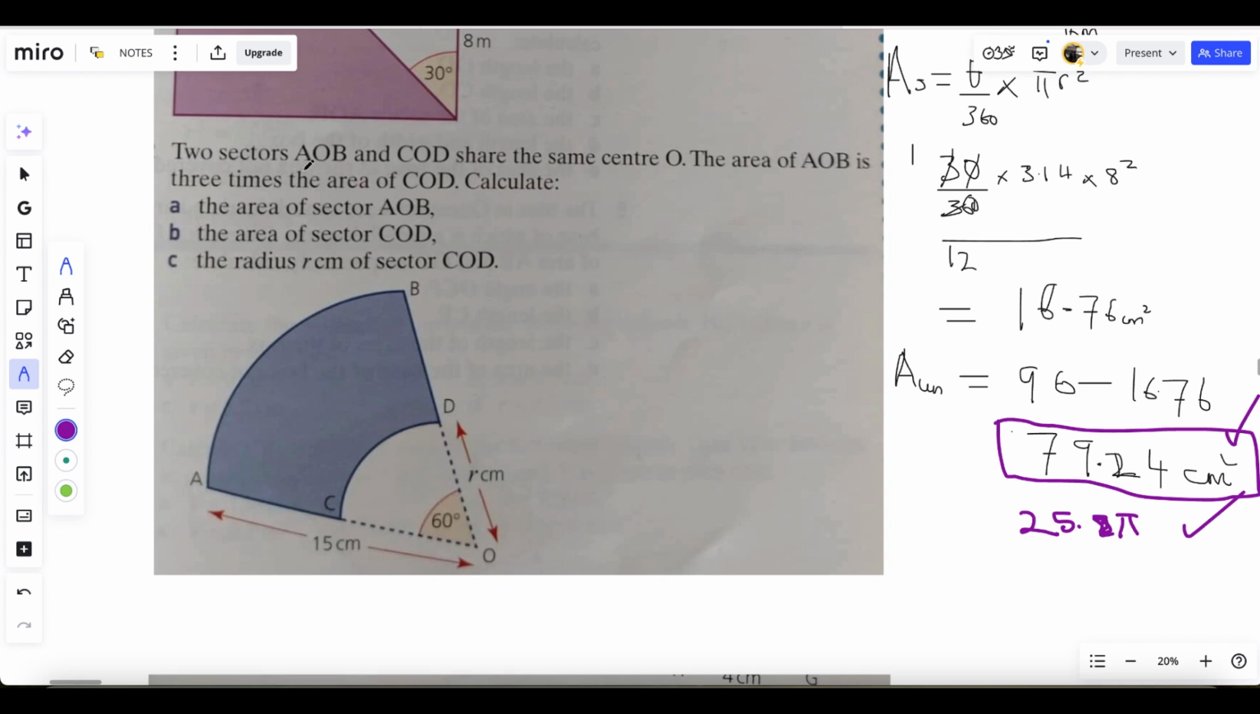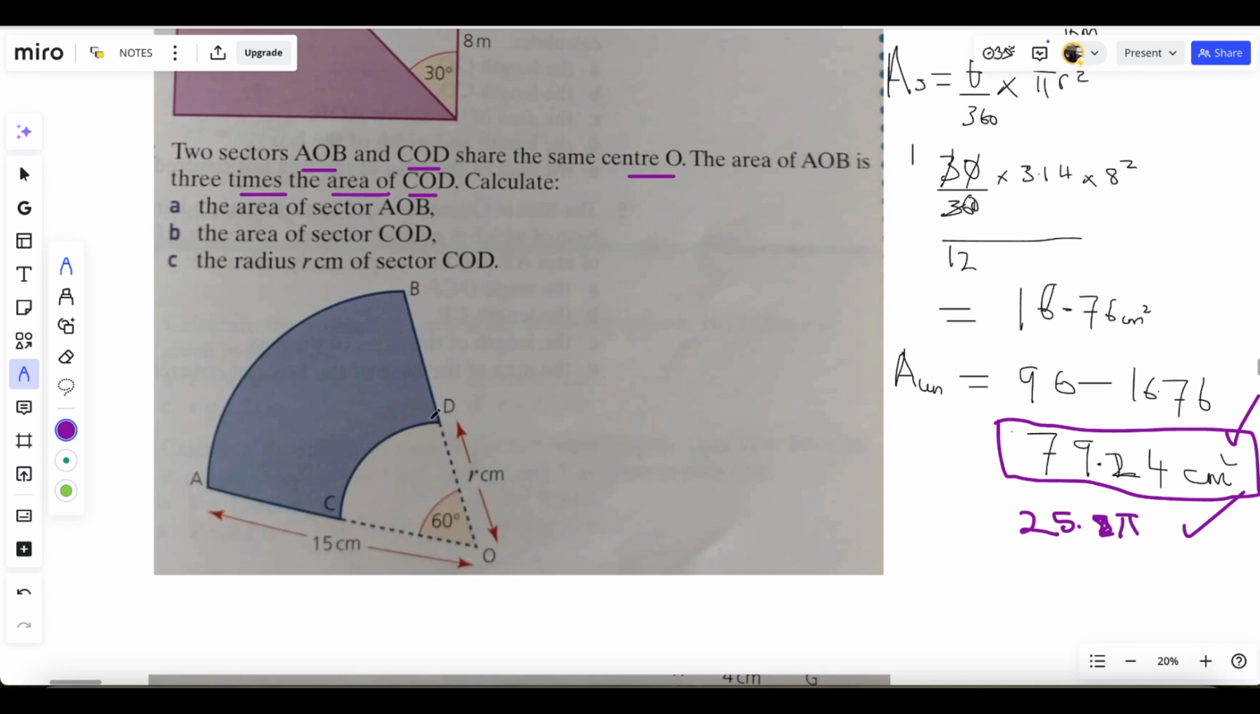Now, AOB and COD share the center O. They have the same center. The area of AOB is three times the area of COD. So if we find the area of the big one, AOB, we divide by 3, and we get the area of the small one. It's 3 times the size of COD. Calculate the area of AOB.